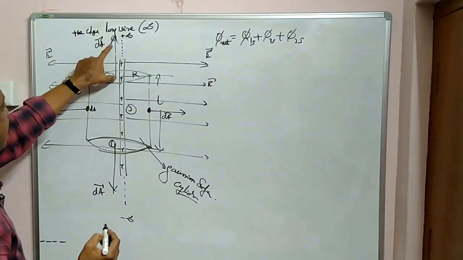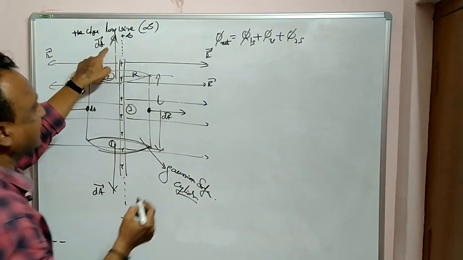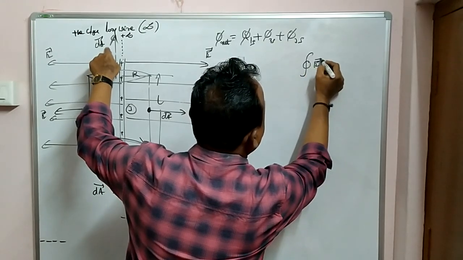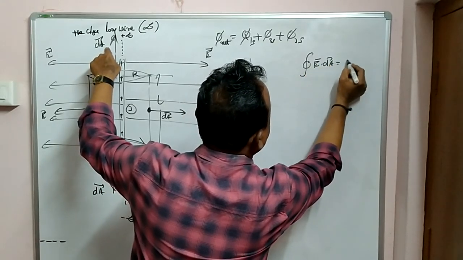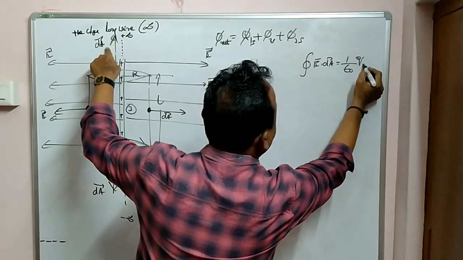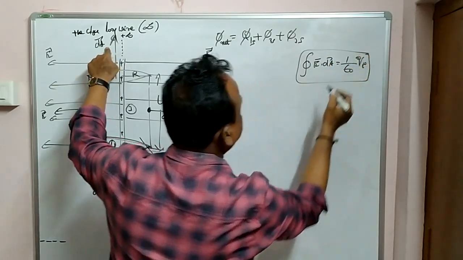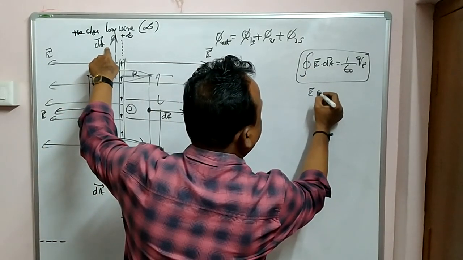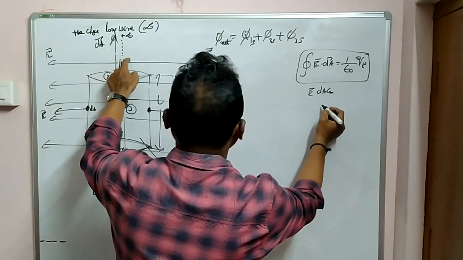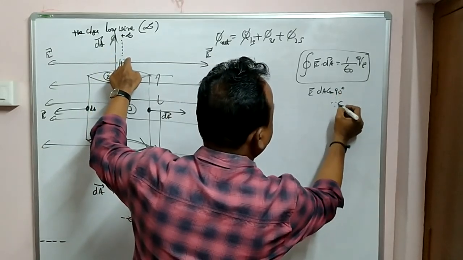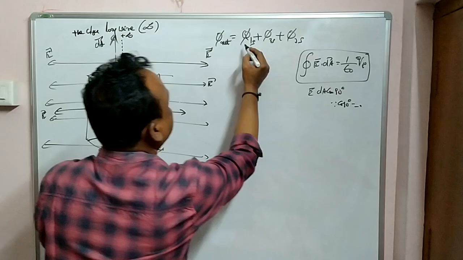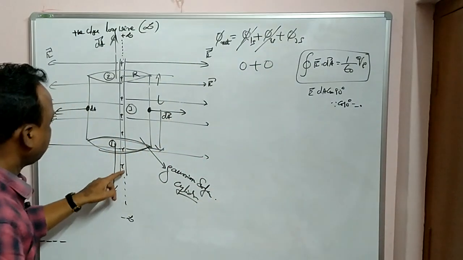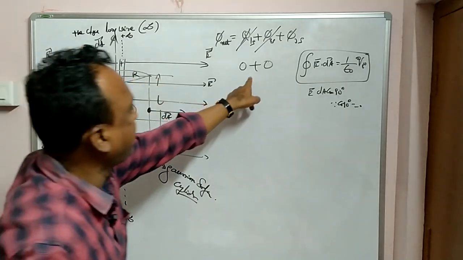If you observe carefully, this is outside. What is the angle between them? What is Gauss law? Integral E dot dA is equal to 1 by epsilon naught times Q inside. This is Gauss law. So in integral E dot dA, that is E dA cos theta, what is the angle? 90 degrees. Since cos 90 is 0, flux 1 and flux 2 both become 0.